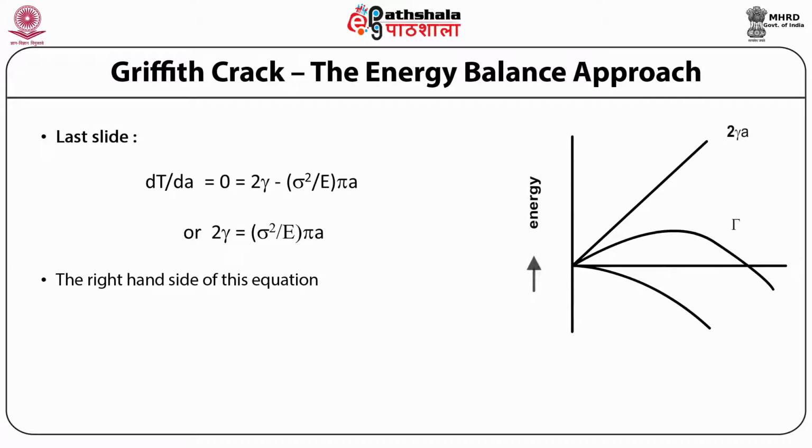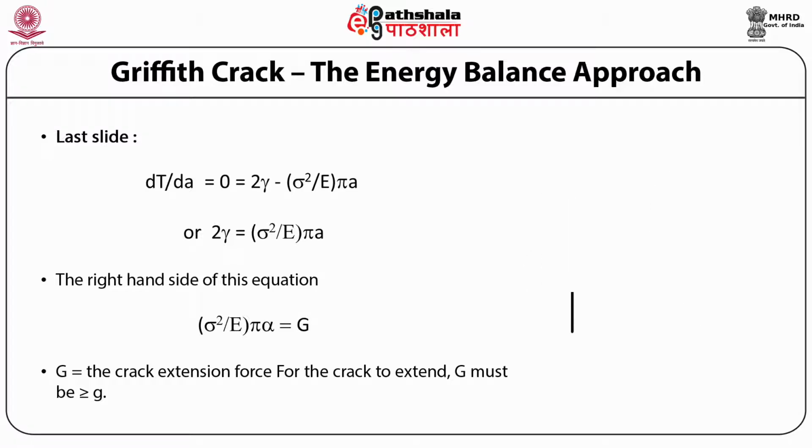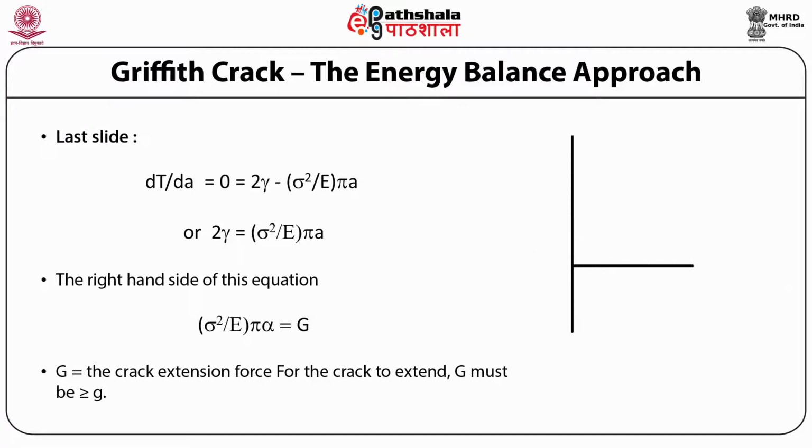So the right hand side of this equation is called the crack extension force and is denoted by G, which is equal to sigma square by E multiplied by pi a. So here, for the crack to extend, G must be greater than or equal to 2 gamma. As shown in this figure, which shows the change in the surface energy 2 gamma a, stored elastic energy U, and the total energy as the crack advances.